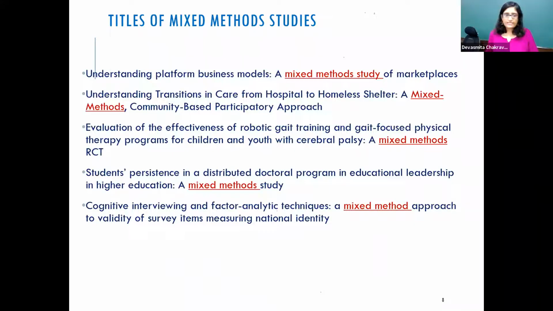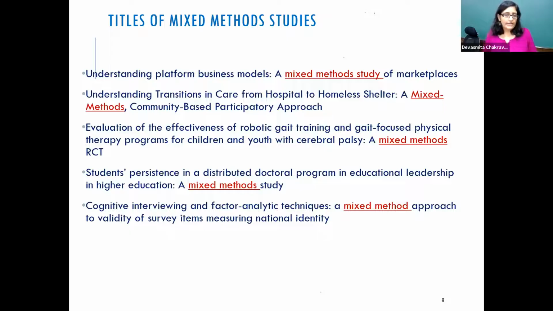So if you look at some of these examples, understanding platform business models, a mixed method study of marketplaces, or understanding transition in care from hospital to homeless shelter, a mixed methods, community-based participatory approach. The titles keep getting longer and more complicated, but one thing that remains constant is the term mixed methods has been used. Okay, a mixed methods RCT, randomized controlled trial, or students' persistence in a distributed doctoral program in educational leadership in higher education, a mixed method study, and so on and so forth.